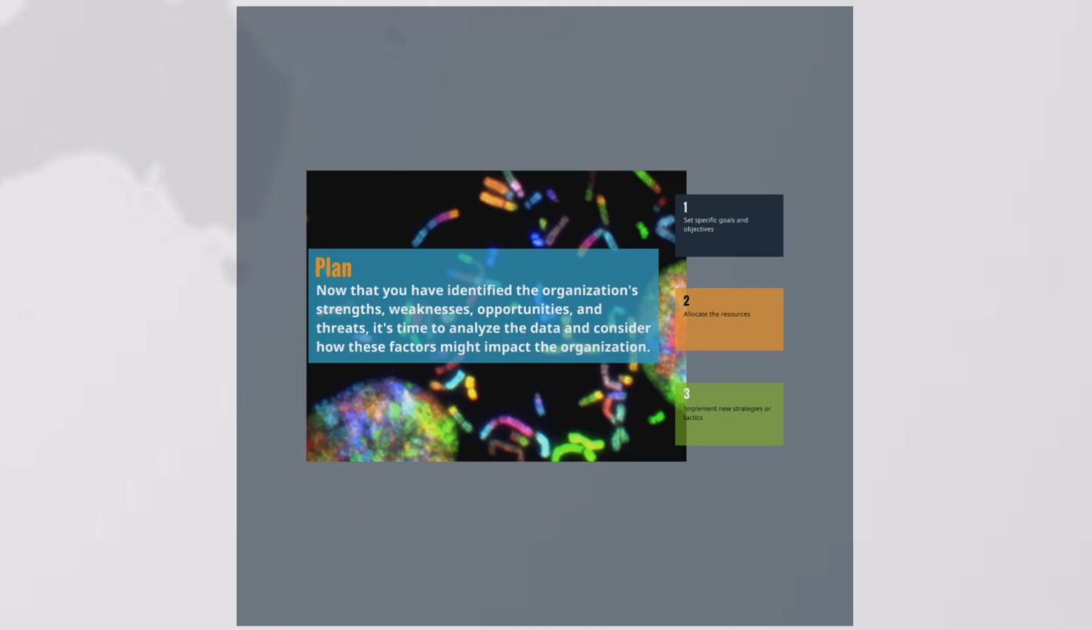Finally, you will need to implement new strategies or tactics to address the issues you've identified. This might include developing new products or services, entering new markets, or improving your marketing strategy, as well as other changes to your business and operations. By developing a plan based on your SWOT analysis, you can make an informed decision that will help you achieve your goals and overcome challenges that you are facing.